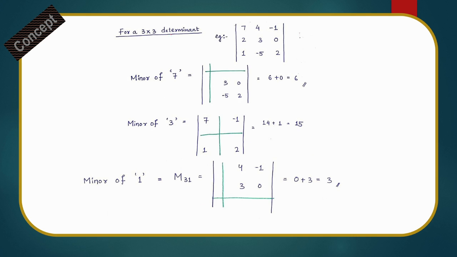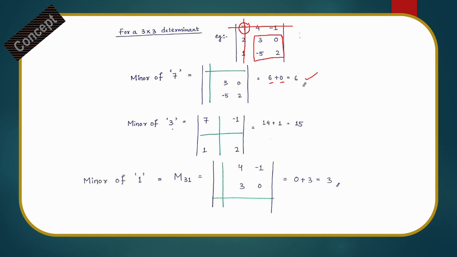Let's see for the 3 cross 3 determinant how we determine the minors. Example: 7, 4, -1, 2, 3, 0, 1, -5, 2. What is the minor of 7? As you can see, the 7 is here. If you delete this row and this column, the remaining part is this much. We determine the minor by calculating the determinant value: 3 into 2 is 6, -5 into 0 is 0. So the minor of 7 is 6.